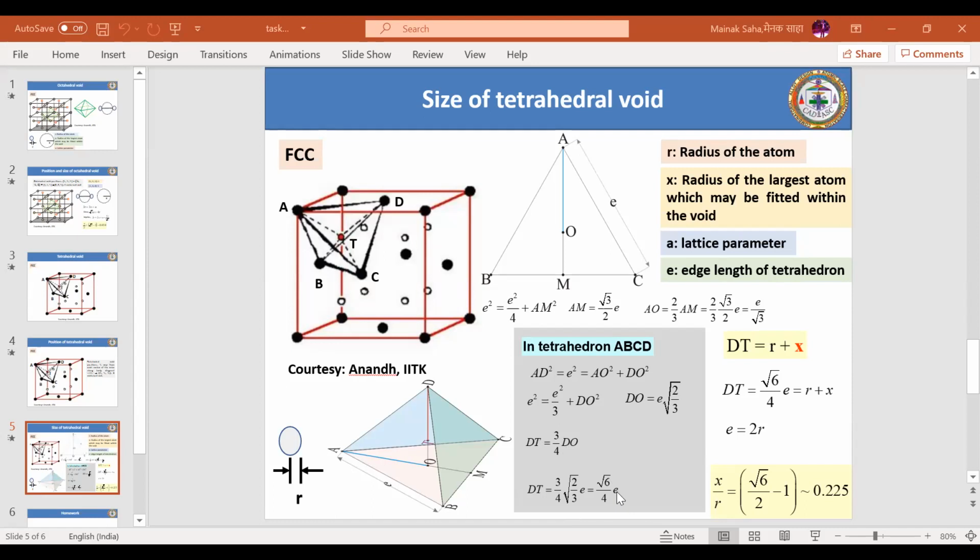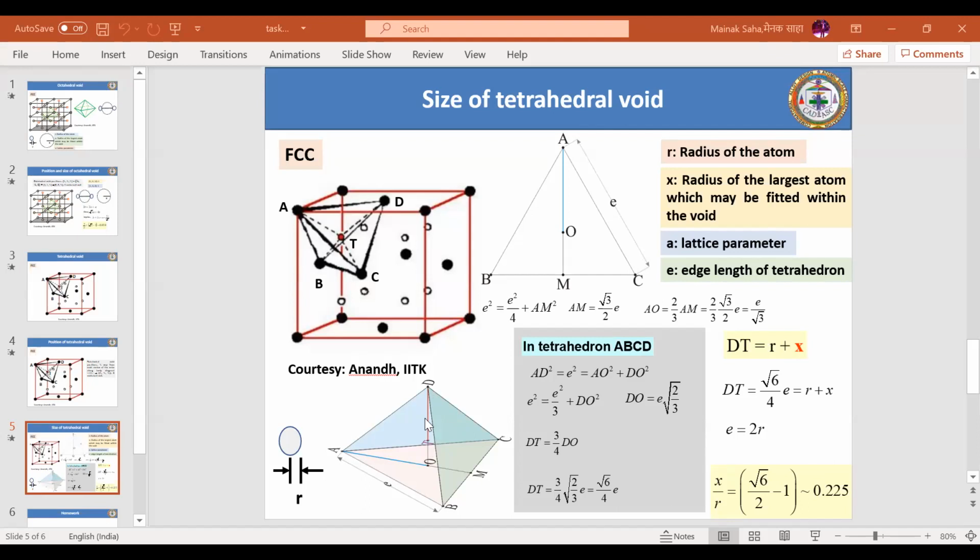Yes, sir. So if DT is equal to root 6 by 4 E, then what is E? Now you think of the two, everything you forget. Now take DT. So in DT, what will be there? You have an atom at point D, that has radius equal to r, isn't it? In D there is an atom whose radius is r. Similarly, you also have another atom. You have to think of it as an imaginary atom, because there is no atom, right? This is a void. You have to now think of it as an imaginary atom where radius is equal to small x, isn't it?